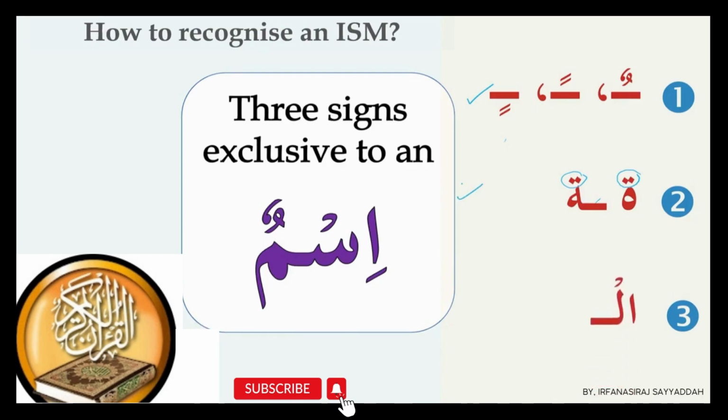The third sign, which is very common, almost 8,800 times in the Quran, is the word for "the" in Arabic, T-H-E, the. And it is al, and it only appears at the beginning of a word. So if you see al at the beginning of a word, you can also be 100% certain that word is an ismun. So these are 3 tips.